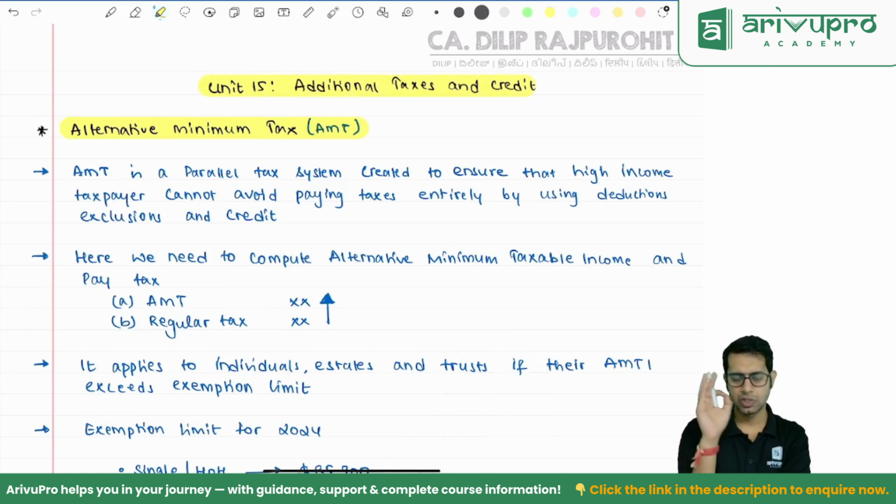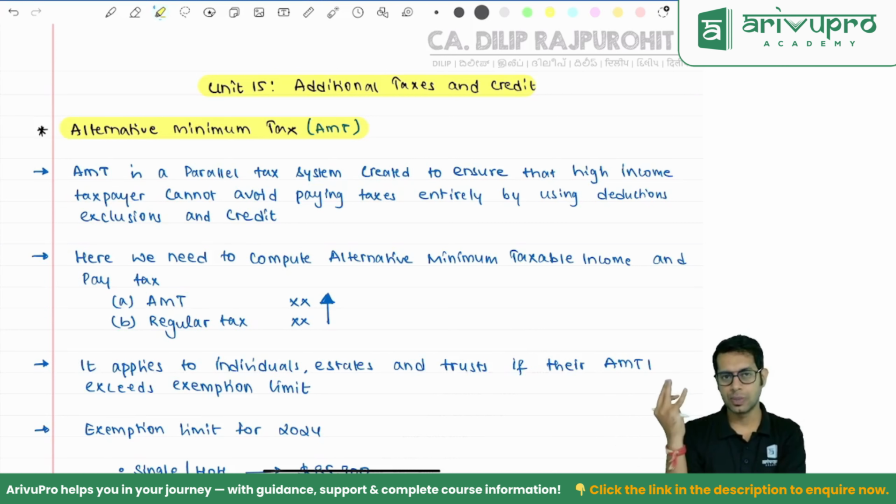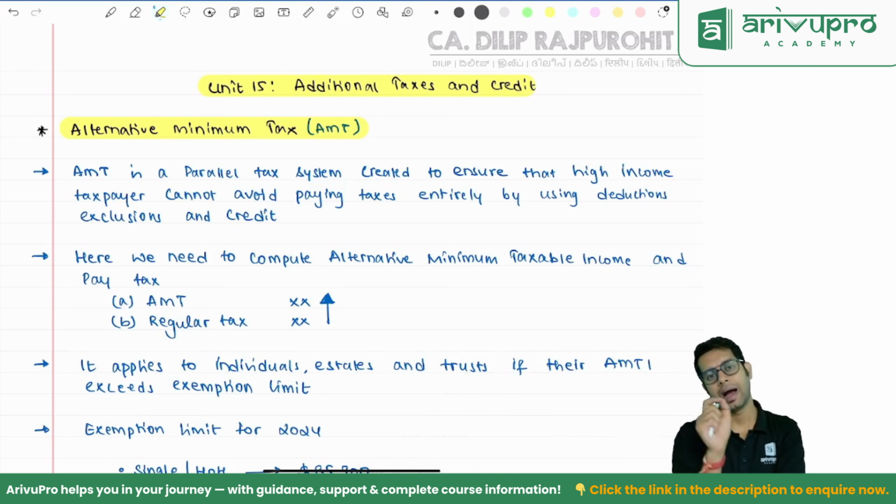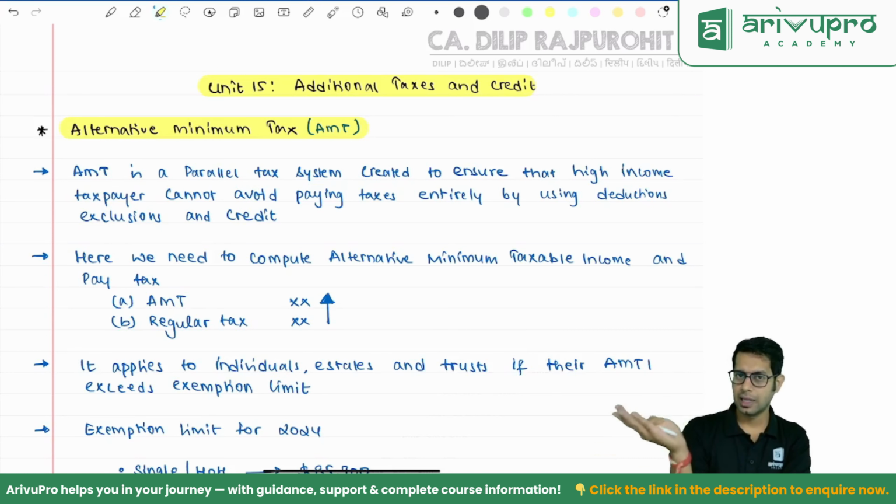So what did we discuss over here? Unit number 15 talks about additional taxes and credits. First, we studied about alternate minimum tax. This is the minimum amount of taxes which you have to pay. Why is this levied, sir? Because many people, the high income earners, found a lot of loopholes in the tax laws and make sure that they pay lesser taxes by claiming huge amount of deductions. So this concept is introduced, wherein they will find your alternative minimum taxable income. On that they'll compute the tax, or your regular tax, whichever is higher is required to be paid by you.